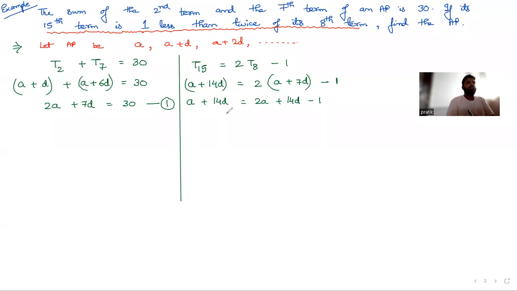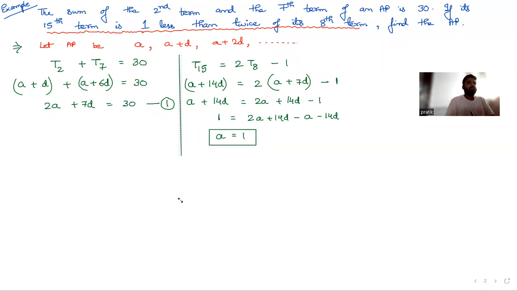If you don't want to do in this format, no issues. We'll just take 1 on the other side because it's negative, it becomes positive. So this is 2a plus 14d minus a minus 14d. From this, what do I get? Everything gets cancelled. I get 1 is equal to a, right? So basically a is equal to 1. This is nothing but my first answer, where I got my a.